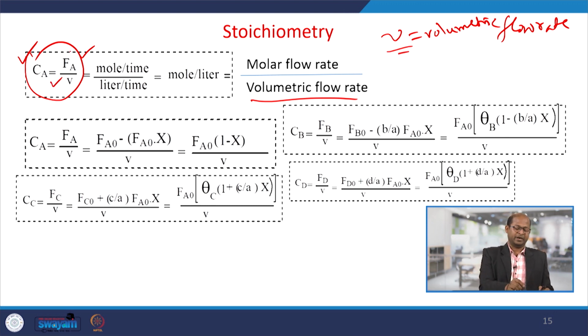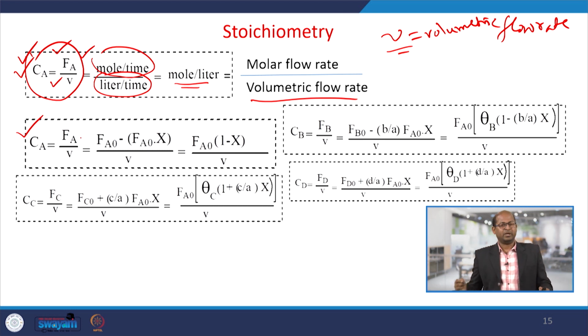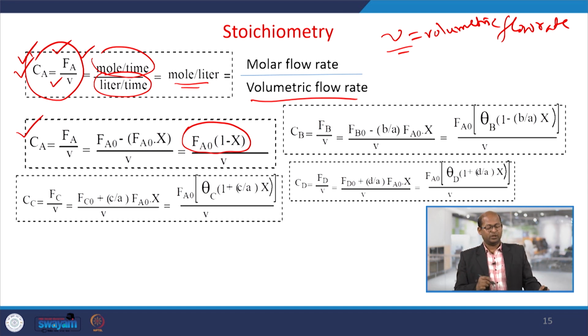If we divide F A by v, then we get the concentration, that is C A. Here the unit would be mole per liter for concentration, but F A has the unit mole per unit time, and volumetric flow rate is liter per unit time. So for component A we can write F A by small v equals F A naught into 1 minus x divided by small v. That is the volumetric flow rate.